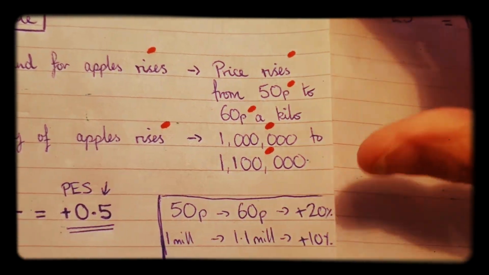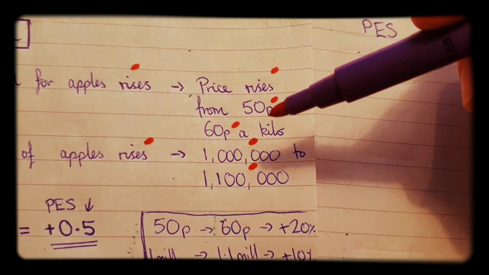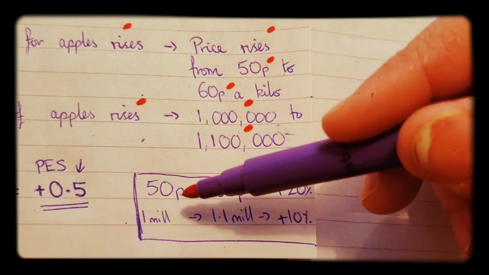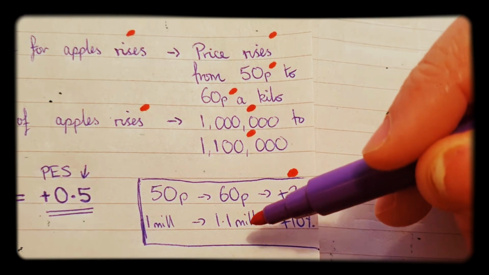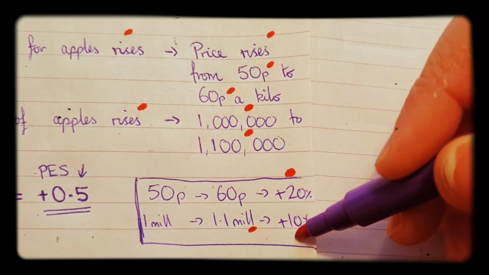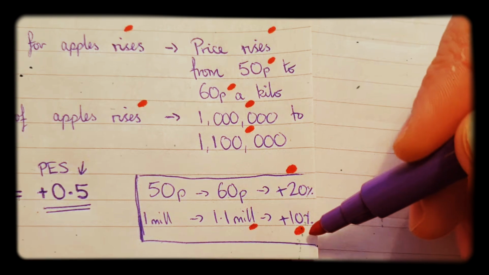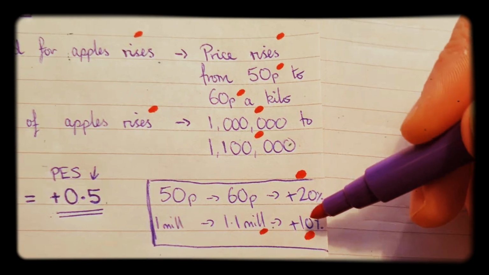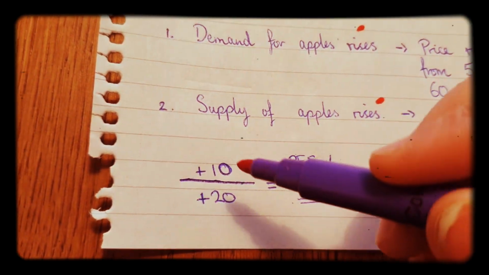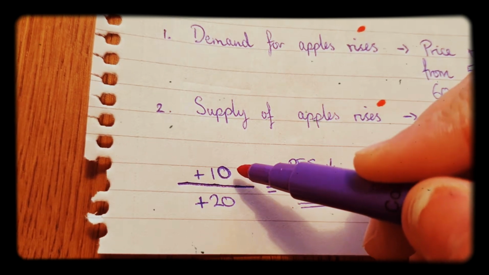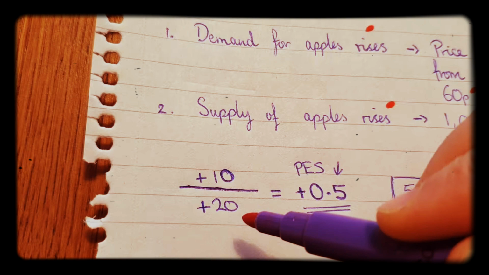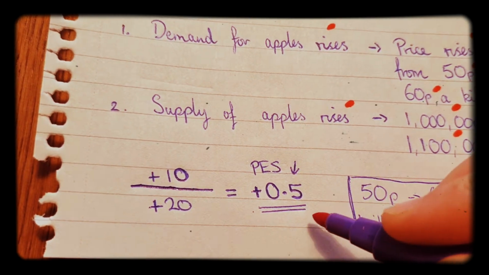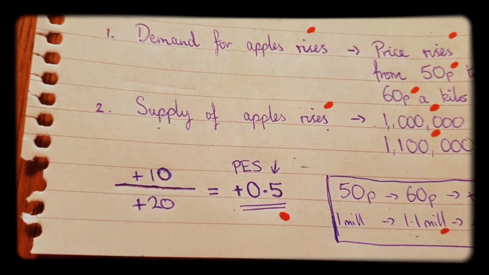To look at these figures as percentages, 50p to 60p is 20%, and 1 million to 1.1 million is an additional 10%. If you put those figures into the formula, you get plus 10 at the top because the quantity is at the top, and plus 20 at the bottom for the price, and as a result you will get a PES of plus 0.5.